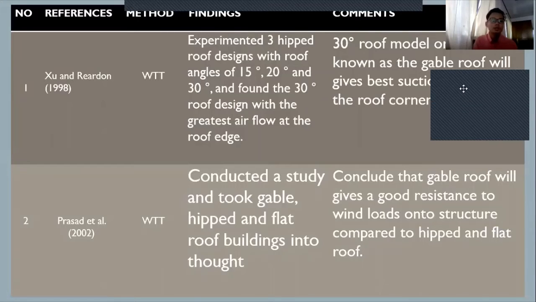The second article is by Prasad E.K.L. using the wind tunnel test method. They conducted a study and took gable roof, hip roof and flat roof buildings into account. It can be concluded in this article that the gable roof will give good resistance to the wind load onto the structure compared to the hip roof and the flat roof.